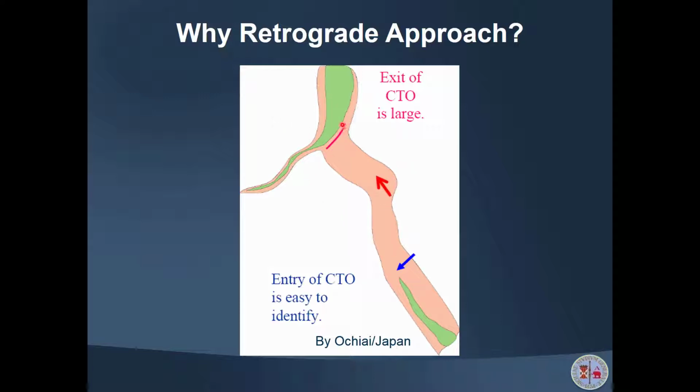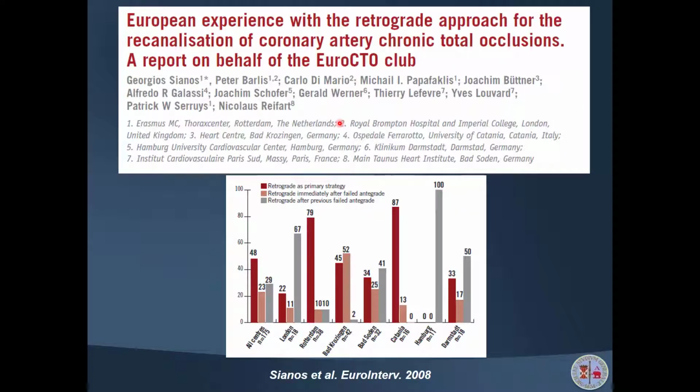And doing that, in 2008 we started our experience in Europe. As you can see, these were the first centers that were using CTO revascularization, retrograde CTO revascularization. There was Catania, there was Rotterdam, there were other centers in London, in Germany. But as you can see, differences among centers were mainly due to the fact that some were using retrograde as a primary strategy. Myself in Catania and in Rotterdam, George Sianos, and other people were using retrograde immediately after failed antegrade, or retrograde after previous failed antegrade.